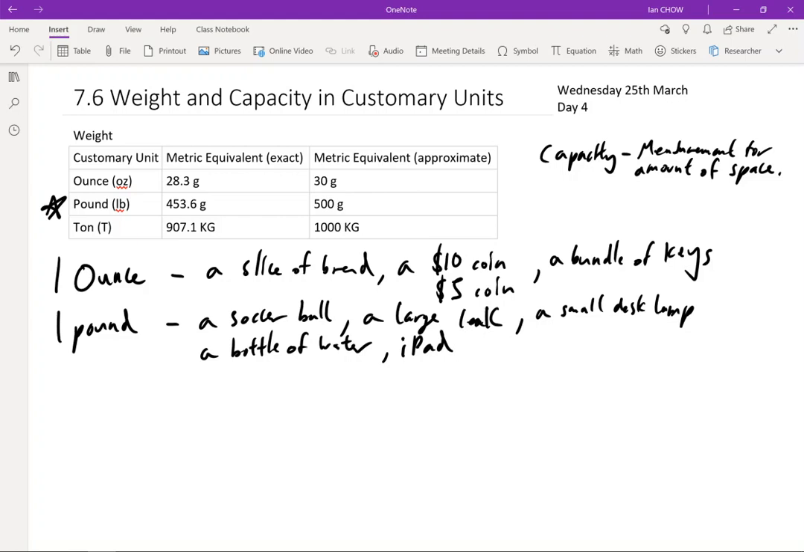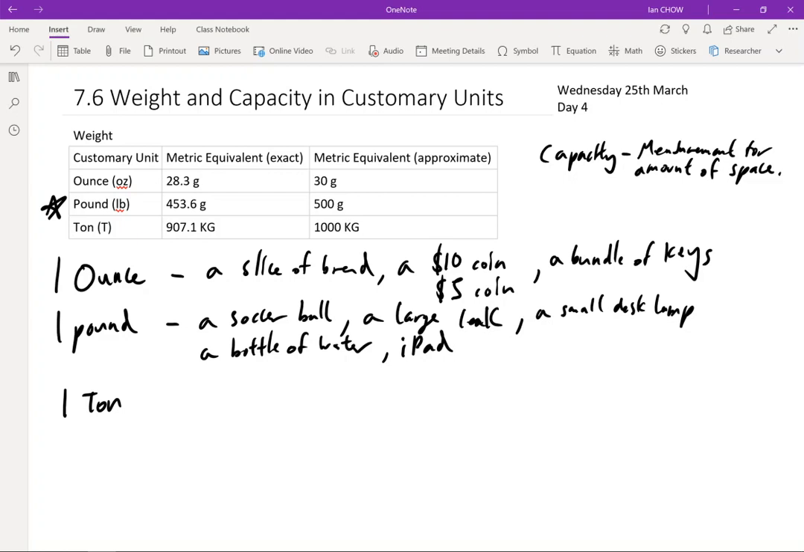A laptop will be heavier than 1 pound, maybe like 2 pounds, 3 pounds, 4 pounds, depending on the size of your laptop. So that's approximately 1 pound. And then for 1 ton, you can see over here that's 907 kilograms. Now we all know how heavy one kilogram is.